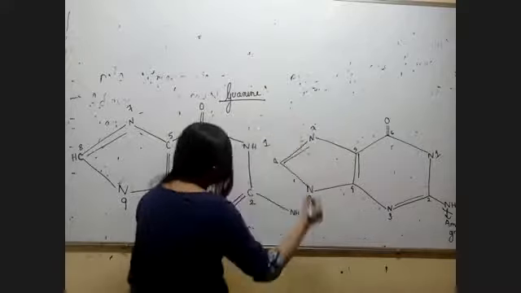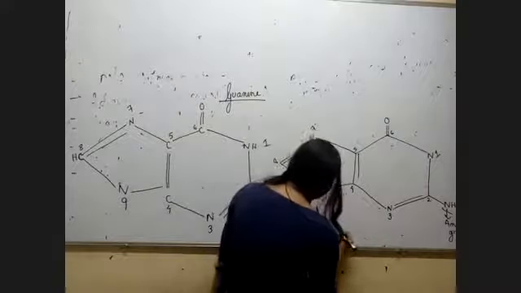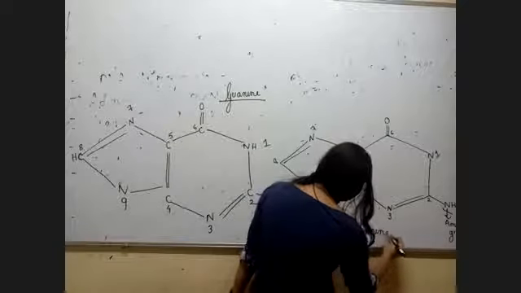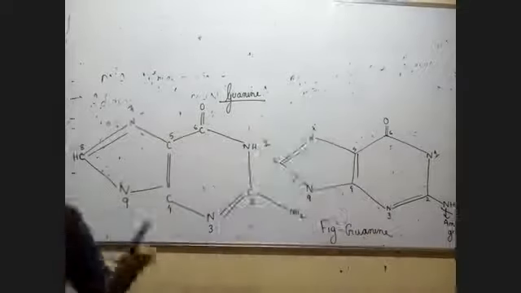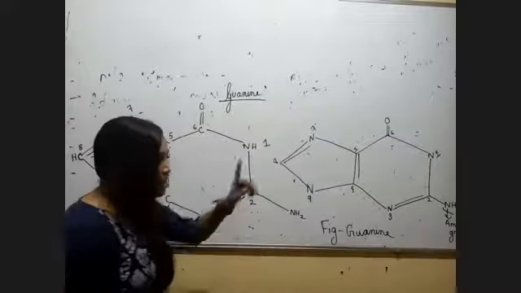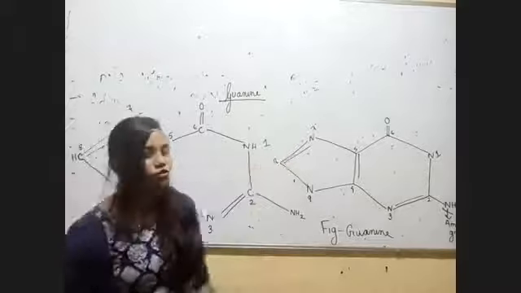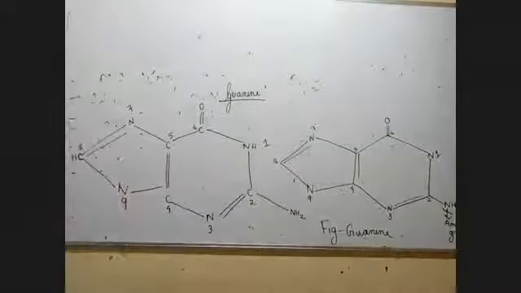So both are the structures of guanine. In adenine, at carbon number 6 there is an amine group. In guanine, there is an amine group at carbon number 2, and at carbon number 6 there is a ketone group, a carbonyl group.